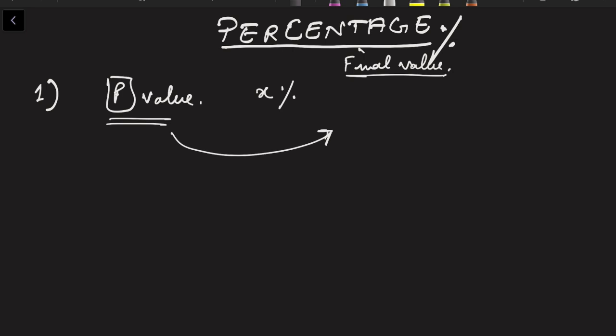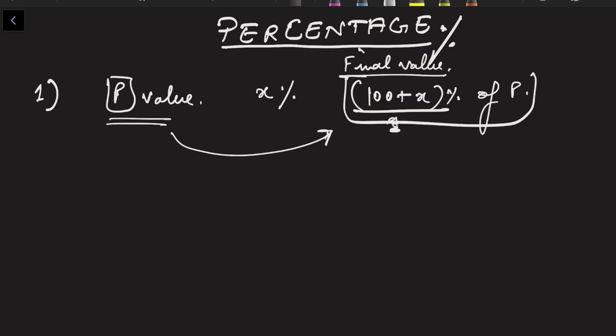So first of all, let me tell you that the final value will be 100 plus X percent of P. Okay, this will be your final value. But how did I get this? I'm going to explain it to you. How did I get this 100 plus X percent of P?